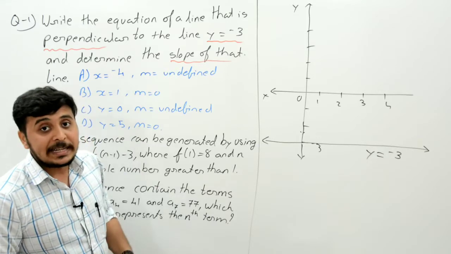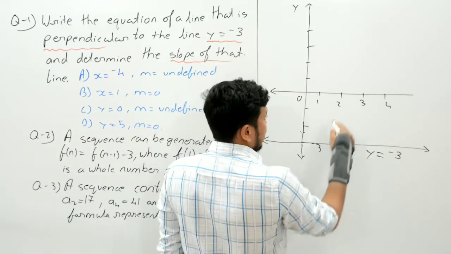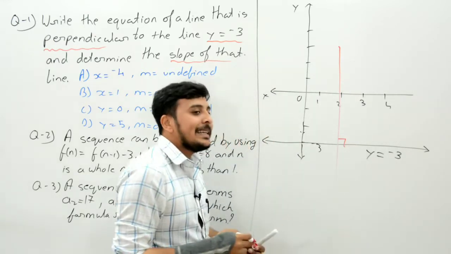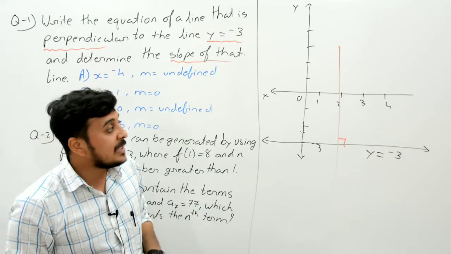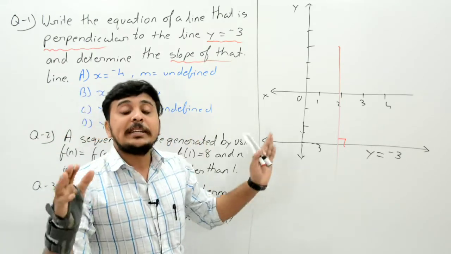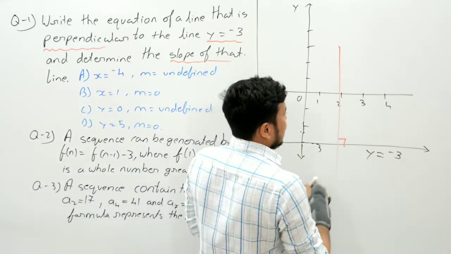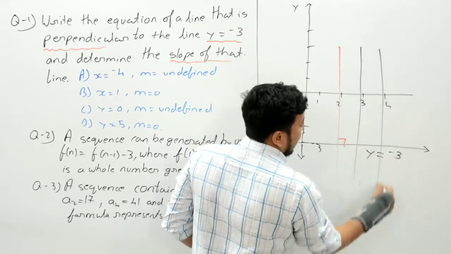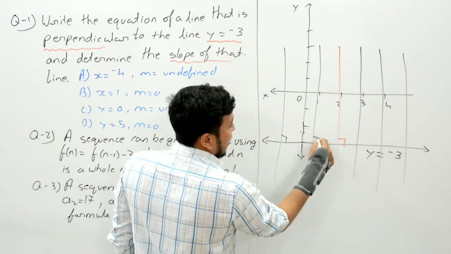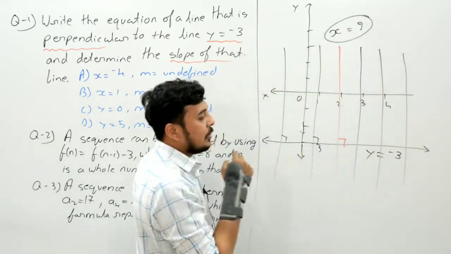If I want to find a line which is perpendicular to the given line, it can be any line which is perpendicular. Perpendicular means it must form a 90-degree angle with the given line. There are infinite lines possible which are perpendicular to the given line, and each line represents x equals something.